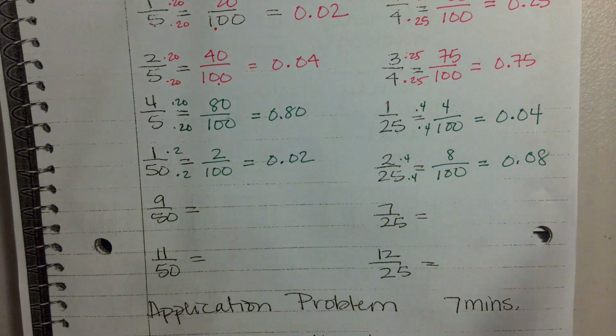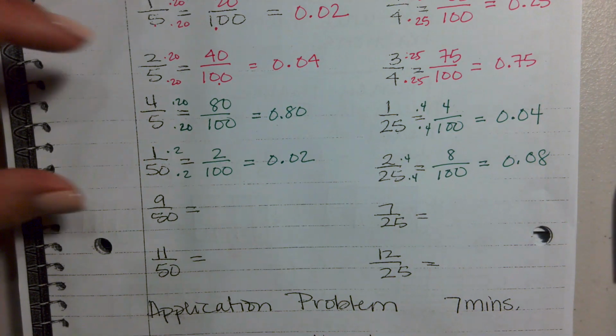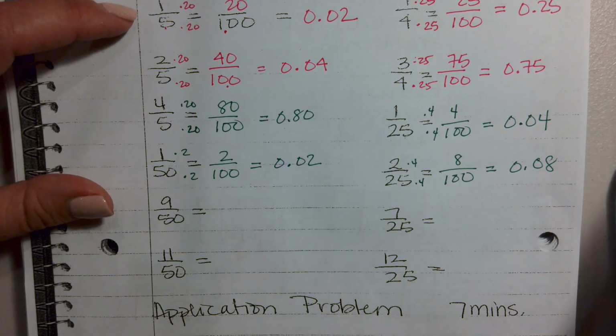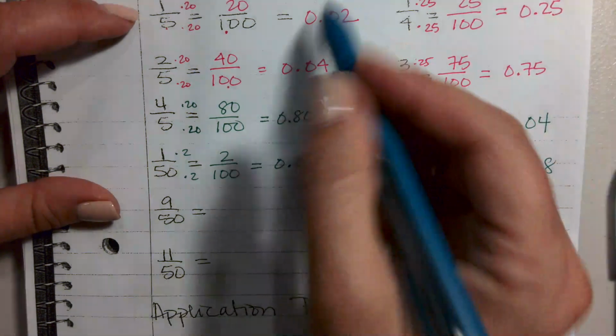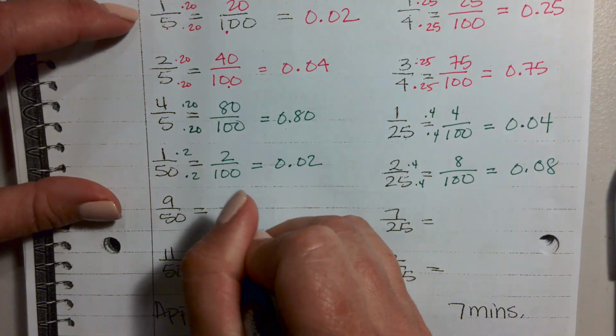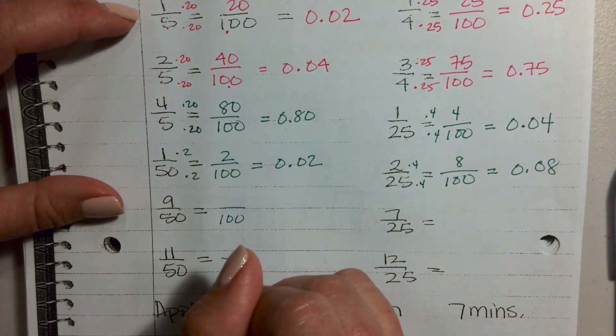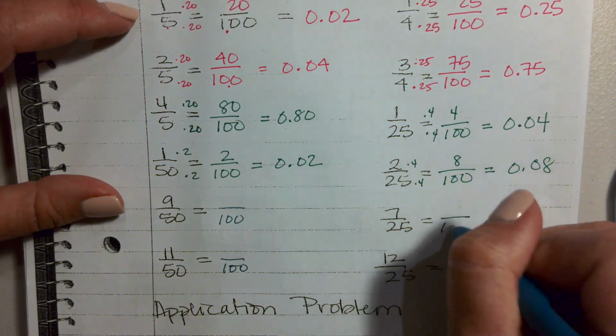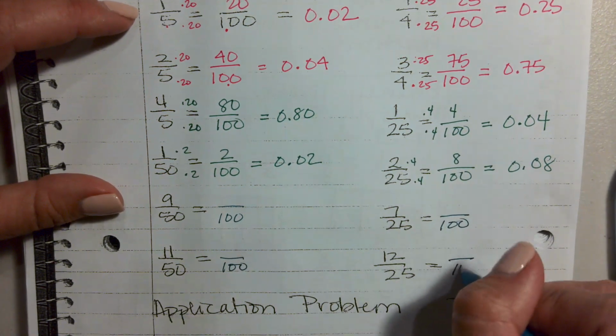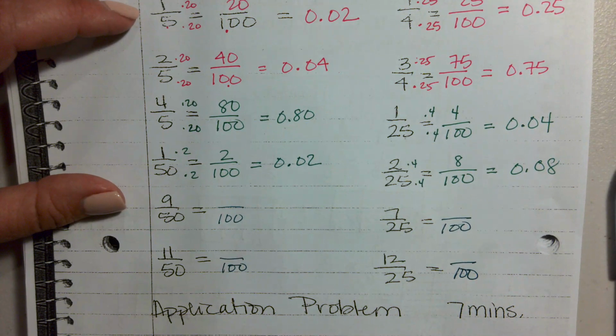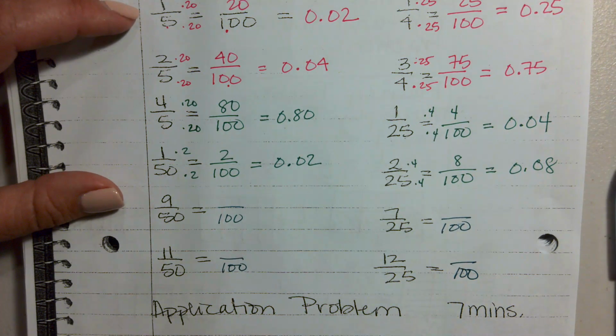Can you catch on? So now hopefully you're catching on here. Because we're converting to hundreds, you're always trying to figure out what you need to multiply by in order to get that hundreds, and then you're putting that in a decimal. Okay, go ahead, try it out.